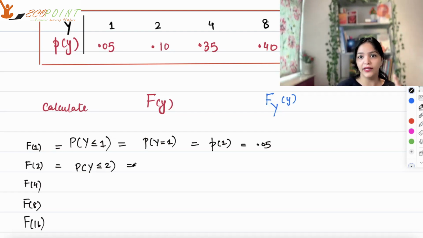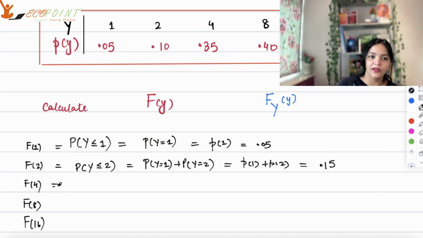So it's taking 1 and 2. That means probability y equals 1 plus probability y equals 2 should be added. So P1 plus P2 gives you 0.05 plus 0.1, which gives you 0.15, 15%.